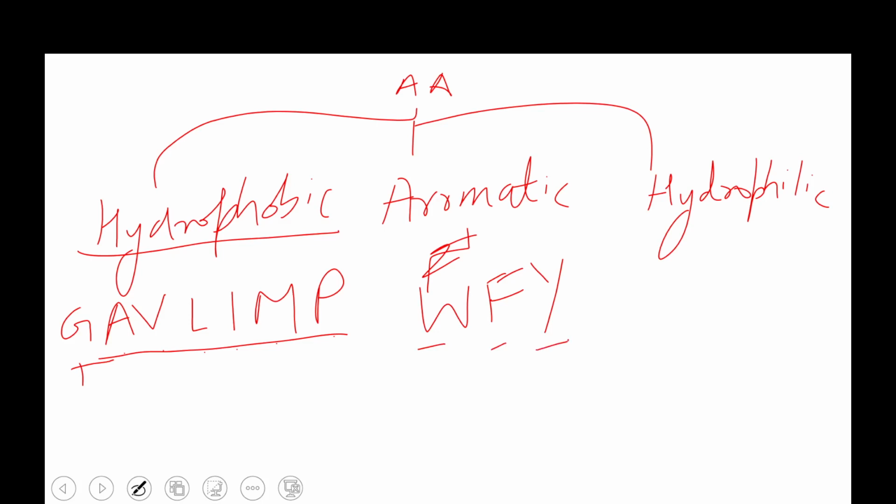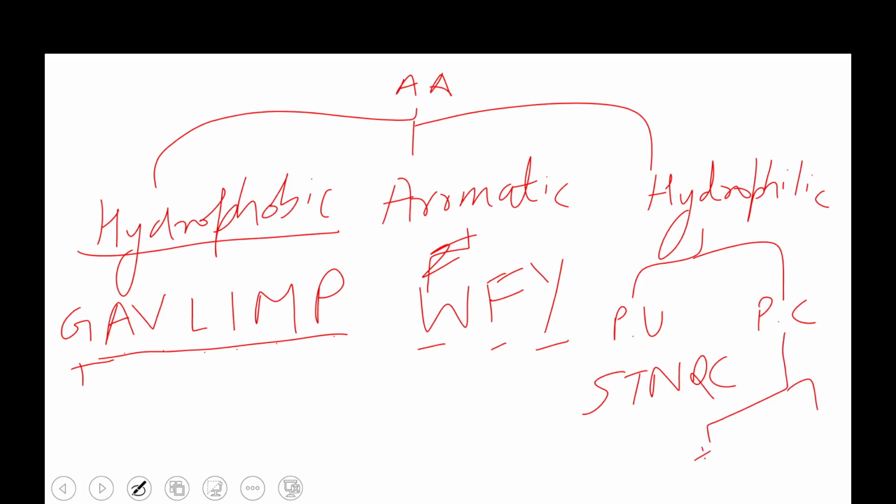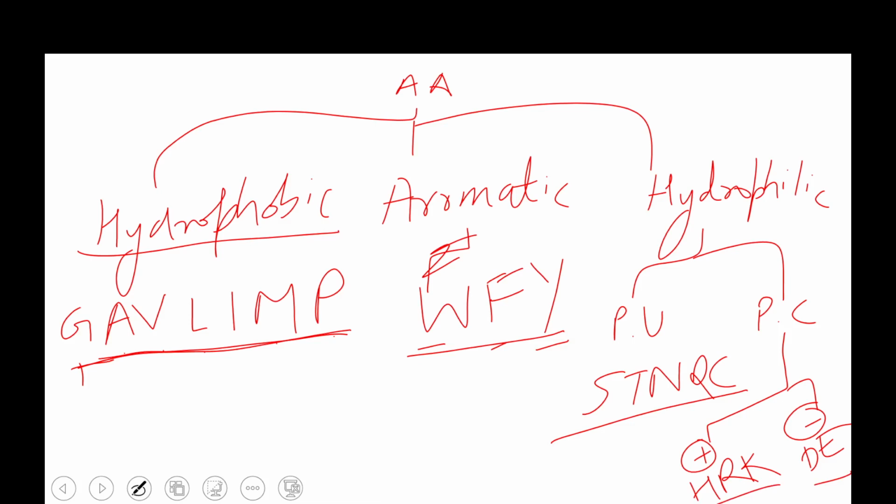And the hydrophilic also has two divisions, one polar uncharged, another polar charged. Polar uncharged is STNQC, and polar charged is further divided into positively charged and negatively charged: HRKDE. Very easy to remember: GAVLIMP, WFY, STNQC, and HRKDE. This is the very simplified classification if you want to do it.